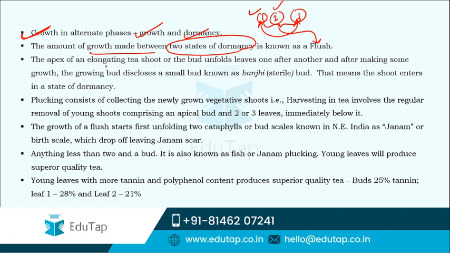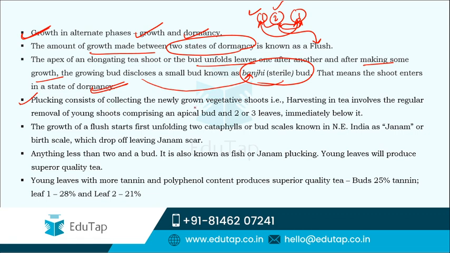And the apex of an elongating shoot, or the bud, unfolds leaf after leaf, and after some growth, this growing bud discloses a small bud which is sterile. This is called banjhi, and this means the shoot enters into a state of dormancy. So from growth it is entering into the phase of dormancy.